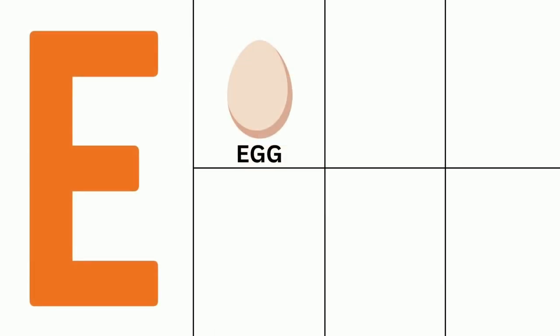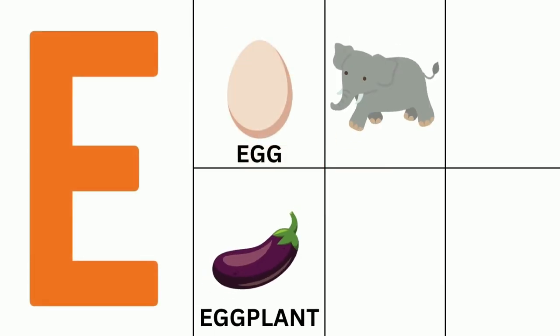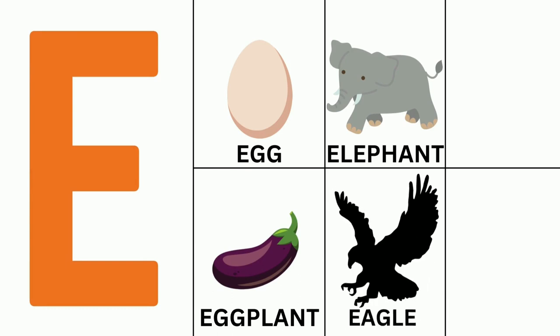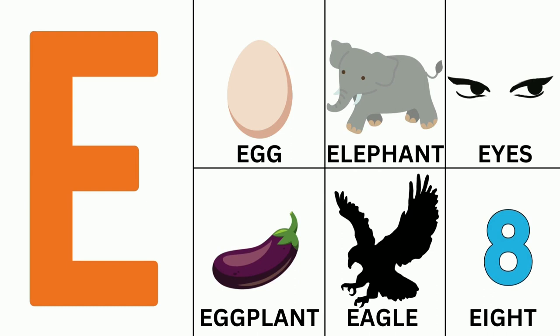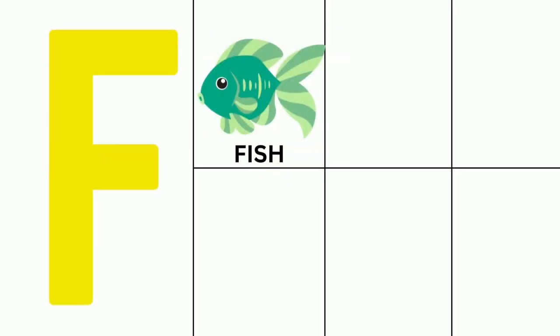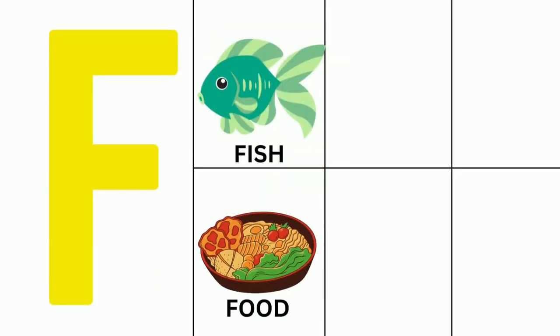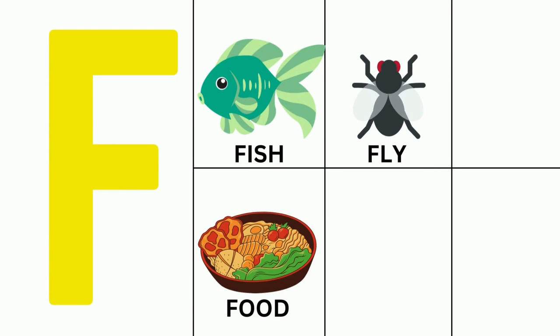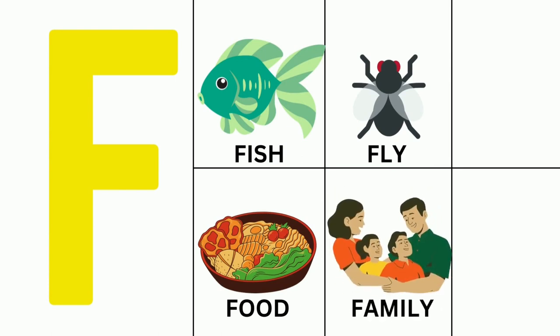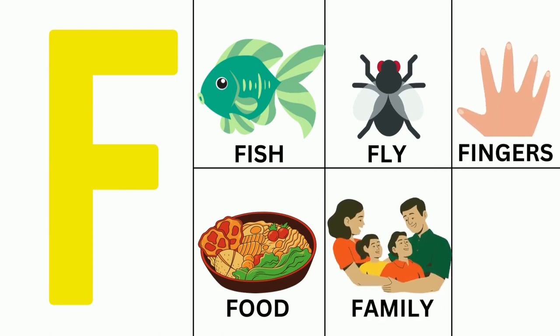E. Let's learn the words that start with E. E for egg, E for eggplant, E for elephant, E for eagle, E for eyes, E for eight. F. Let's learn the words that start with F. F for fish, F for food, F for fly, F for family, F for fingers, F for fox.